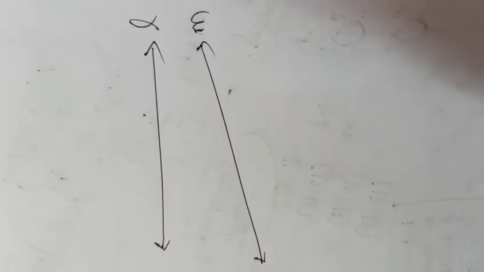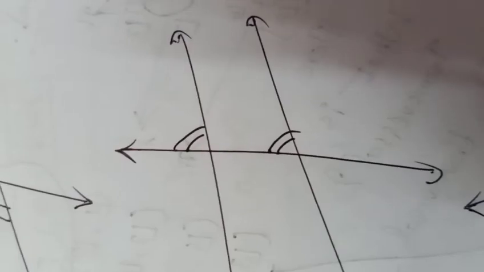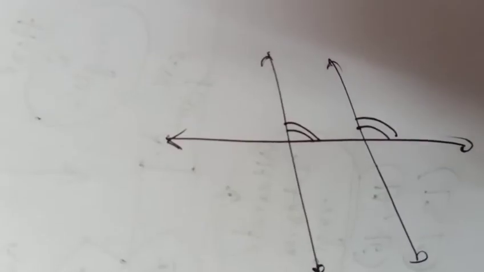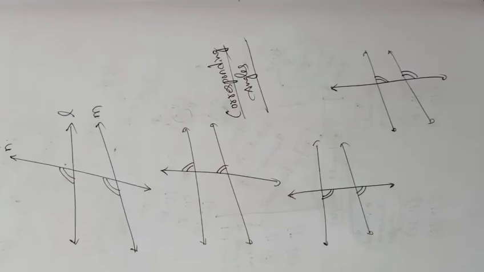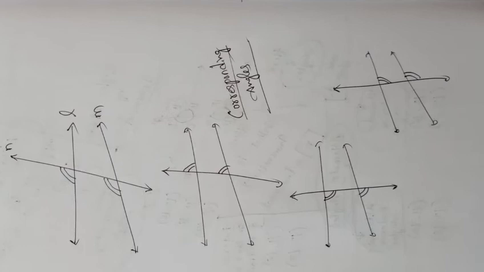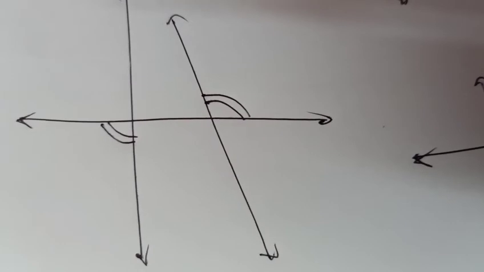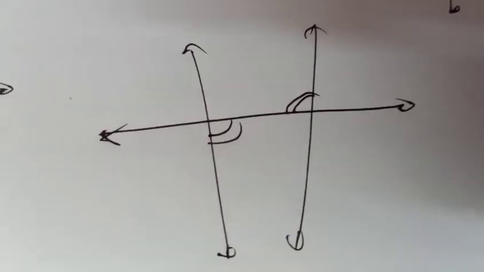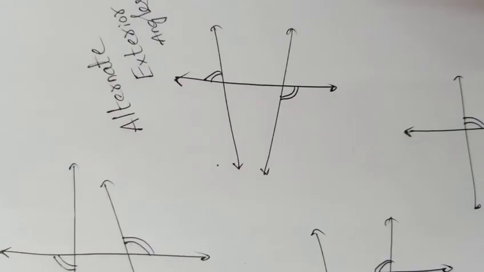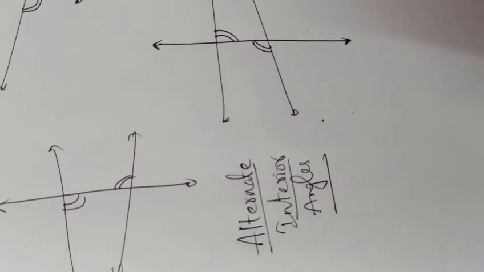Now if you take two lines L, M and N as a transversal, here I have marked two angles, and these types of angles. So there are four possibilities of getting corresponding angles, and if you observe these figures, you can understand corresponding angles. These figures show alternate exterior angles, and these figures show alternate interior angles, on either side of the transversal.